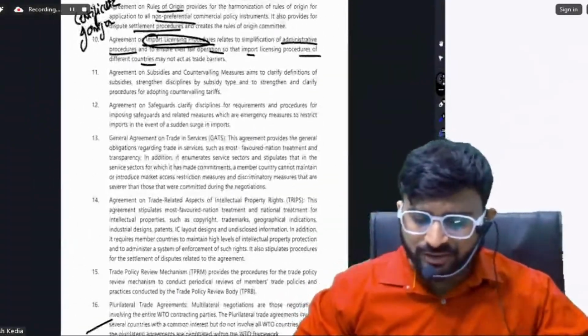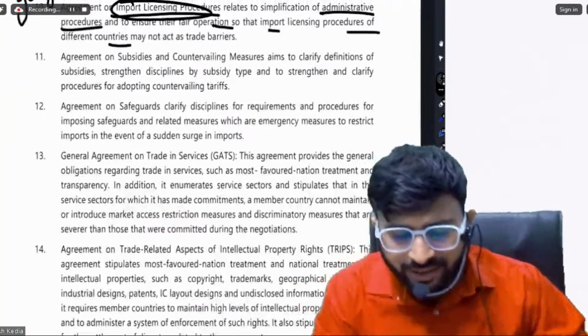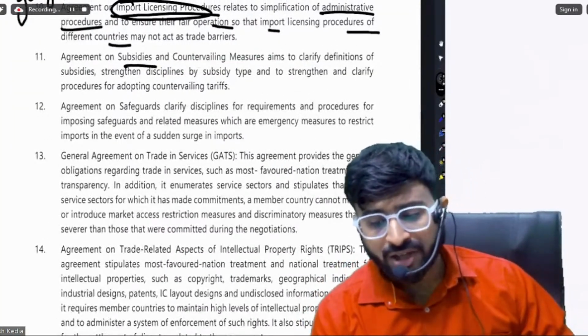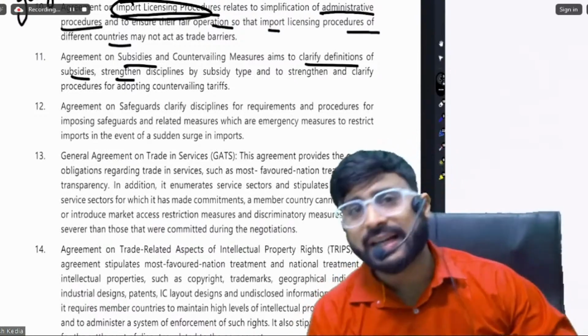So friends, these are the different kinds of basically agreements. Then there is the agreement on subsidies and countervailing measures, which aims to clarify the definition of subsidy. What is subsidy? What is countervailing tax?